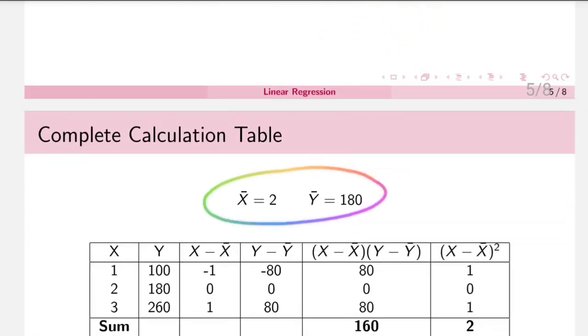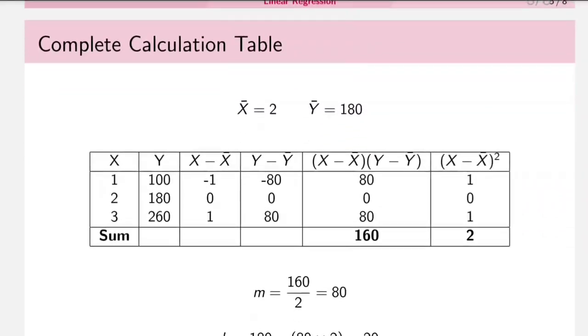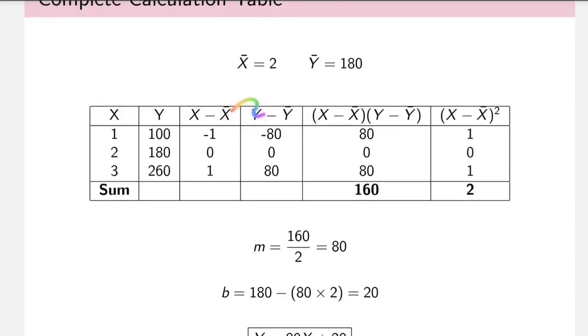x bar is the mean of x, and y bar is the mean of y. So x minus x bar, where x bar is 2: 1 minus 2 is minus 1, 2 minus 2 is 0, 3 minus 2 is 1. In the same way y minus y bar: 100 minus 180 is minus 80, 180 minus 180 is 0, 260 minus 180 is 80.